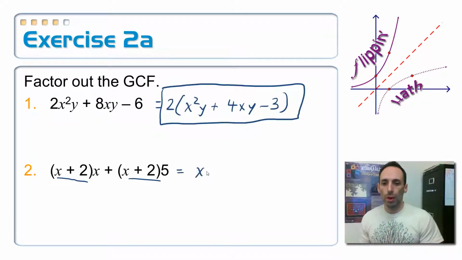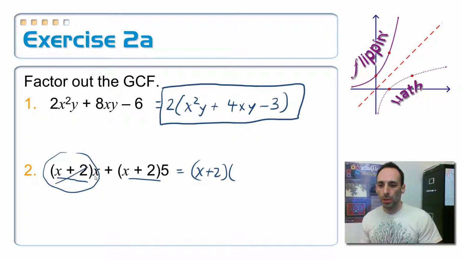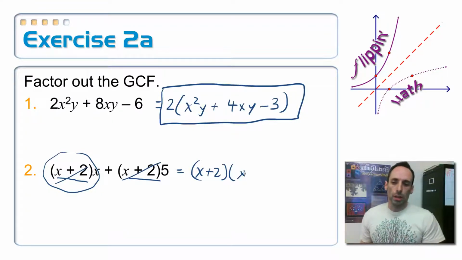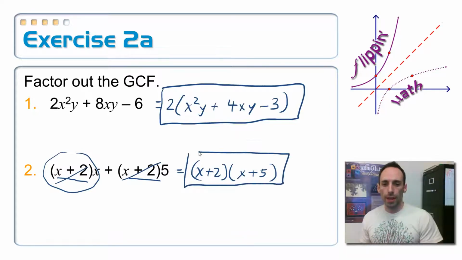So this is equal to x plus 2 in parentheses. Okay, and then I open up a new set of parentheses for my quotient. If I divide the first term by x plus 2, it'd be gone, and I'd just be left with that x. If I divide the second term by x plus 2, it'd be gone. It's 1, actually, and I'd be left with plus 5. And so now I've just factored that by factoring out a kind of strange-looking greatest common factor.